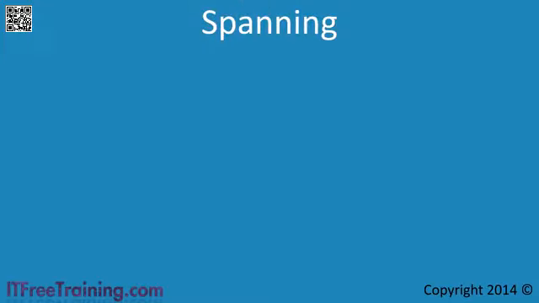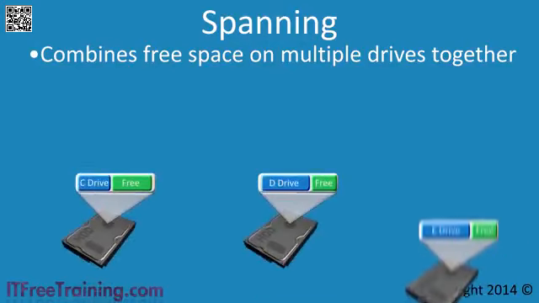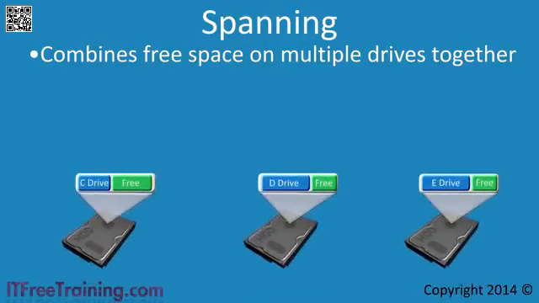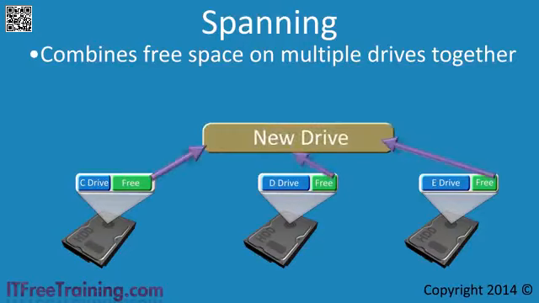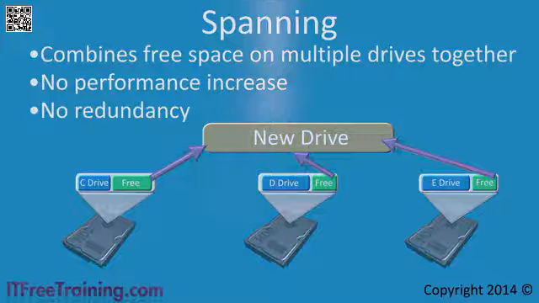The next solution is called spanning. Typically a software solution, spanning allows the free space on multiple drives to be combined into one drive. Let's consider the following example. There are 3 hard disks with free space that is not being used. Spanning allows the free space from each of these drives to be combined into the one drive. This allows you to use some free space that may have otherwise gone to waste. However, doing so offers no performance improvements or redundancy. If any drive used in the span set is lost, all data is lost.